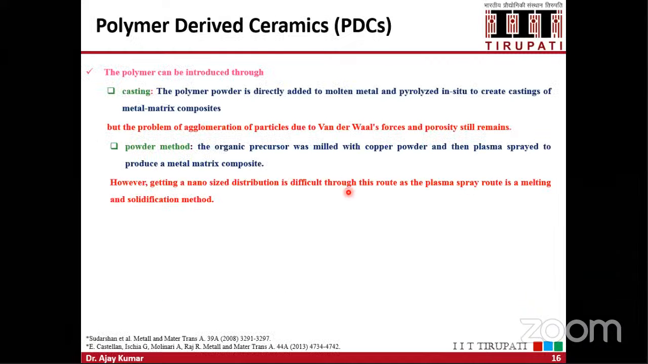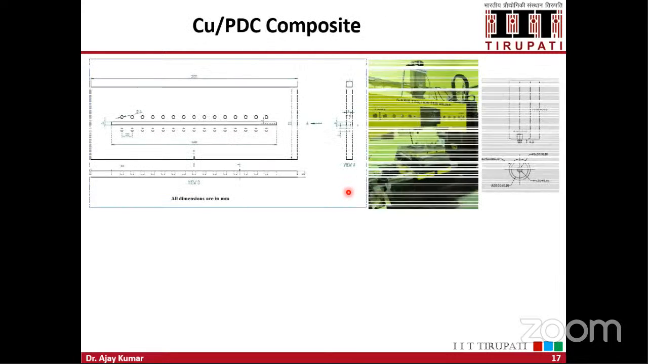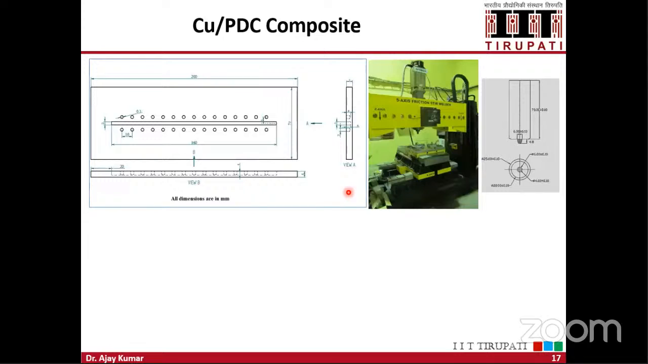So people have used this PDC material using the casting process as well as the powder metallurgy process, but they did not solve the problem of agglomeration. They did not get the nano size distribution. So we have used the FSP process.